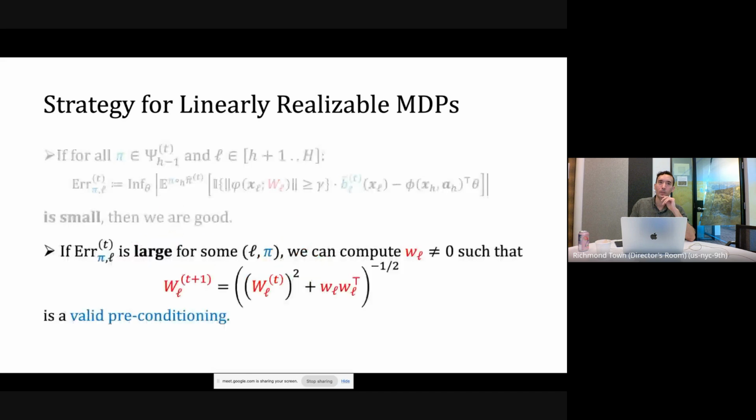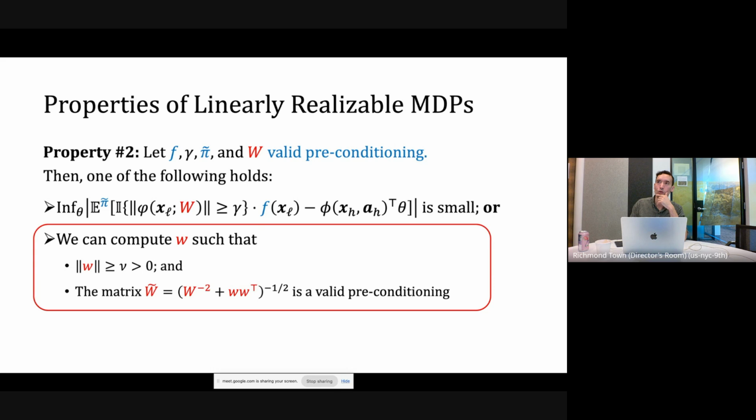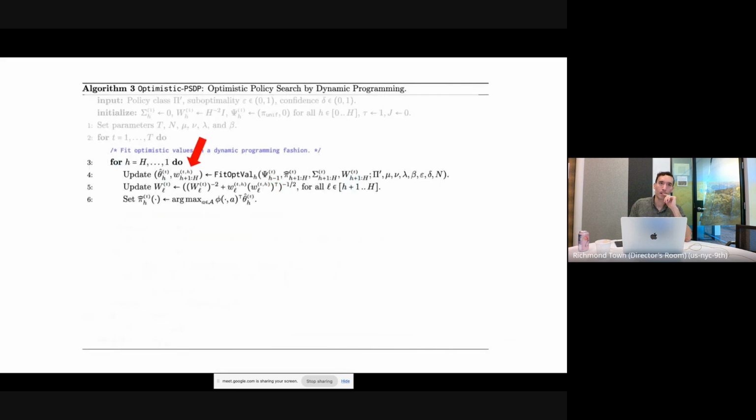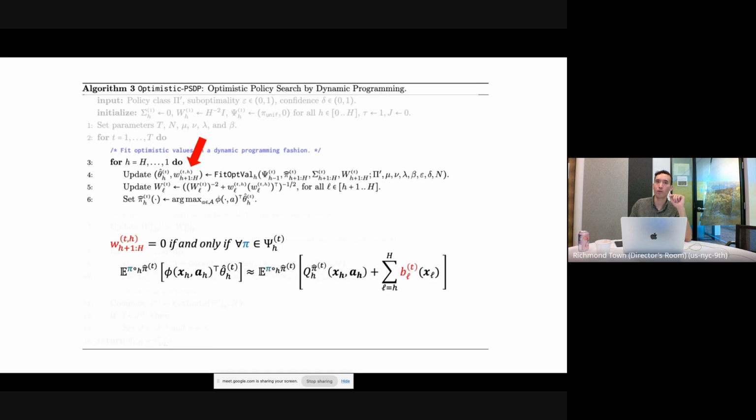Okay? And if it happens that this error is large, then again, because of this property number 2, we can update this preconditioning and refine our approximation for the theta h space. So this is property number 2 that I showed you earlier. And as I said also earlier, this can only happen order d times. So eventually, once you've updated this valid preconditioning d times, then you're going to have this approximate linear fit. So this fit opt value will return these updated preconditioning vectors. They are 0 if and only if we have this approximate linear fit in expectation.